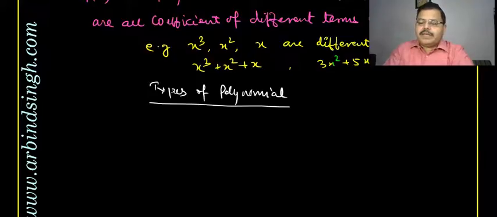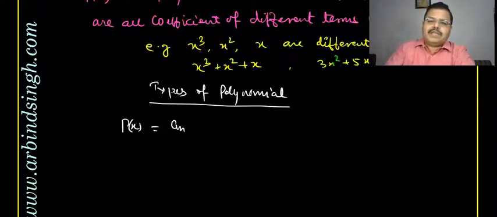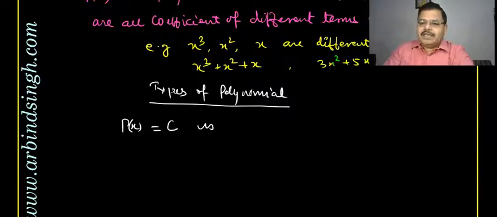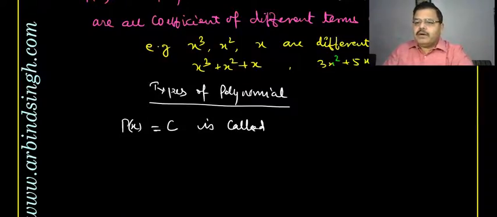The first one is the constant polynomial. P(x) is equal to a constant, k or c or anything, where there is no x. X is absent, and k or c is any constant. Anything written as a constant term without x is called a constant polynomial, or zero polynomial.